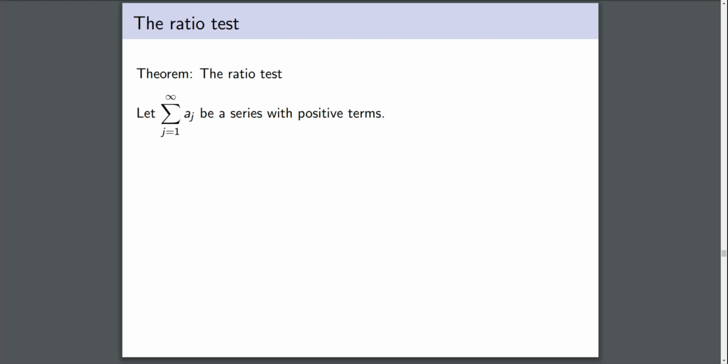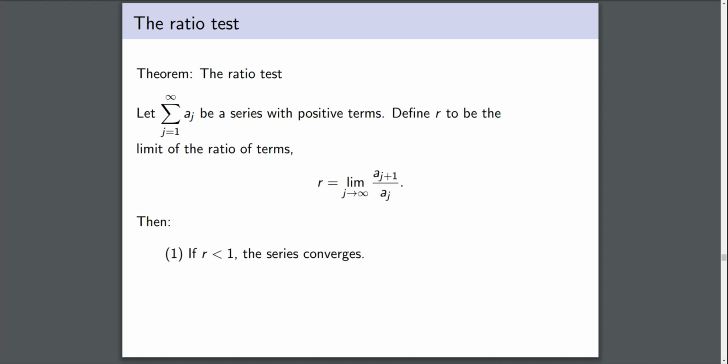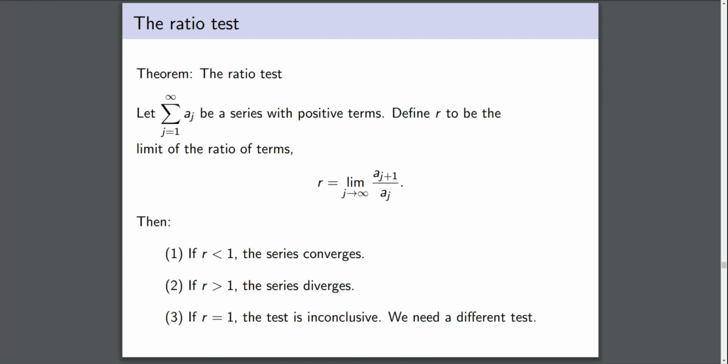Like our other tests so far, this applies to series with positive terms, and we're going to define the following ratio. So it's the limit of the ratio a sub j plus 1 over a sub j. We have a few possibilities. First, if this ratio is less than 1, the series converges. If it's greater than 1, the series diverges. And finally, if it's equal to 1, the test is inconclusive. So we're going to need to use another method to find the convergence in that case.